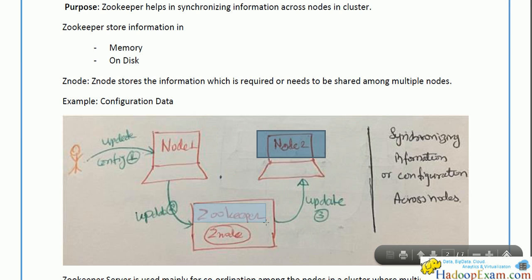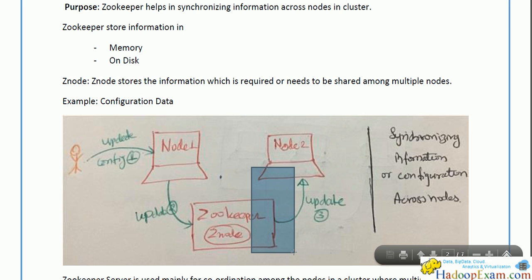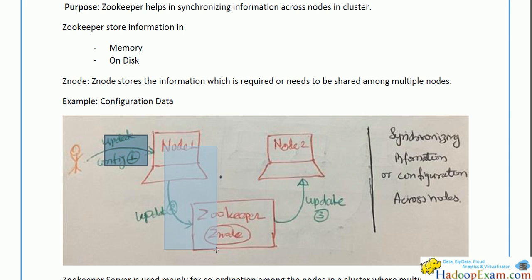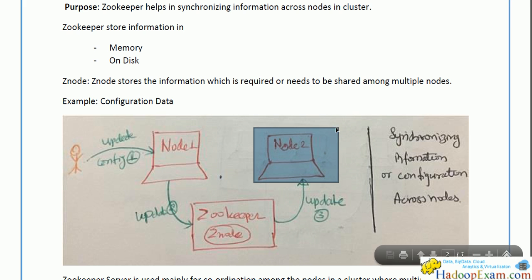It can be on the same machine or on a separate machine. It does not necessarily have to be on a separate machine, it can be on one of the nodes, but it must be capable of communicating between these two nodes. This node can communicate with Zookeeper, and this node can also communicate with Zookeeper. Whatever information you update here, this node will update in the Znode of the Zookeeper, and the same information will be updated on node 2. That's the way both node 1 and node 2 remain in a synchronized state.